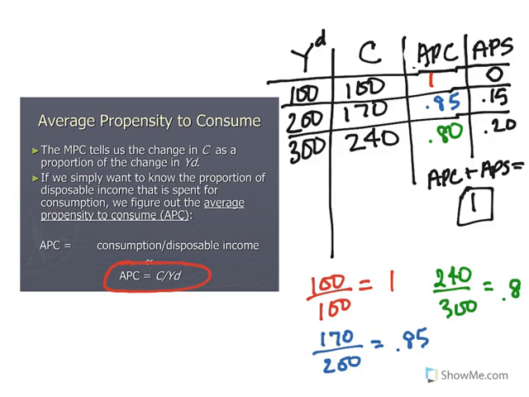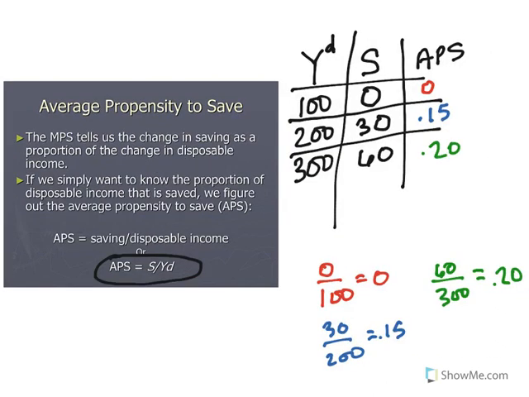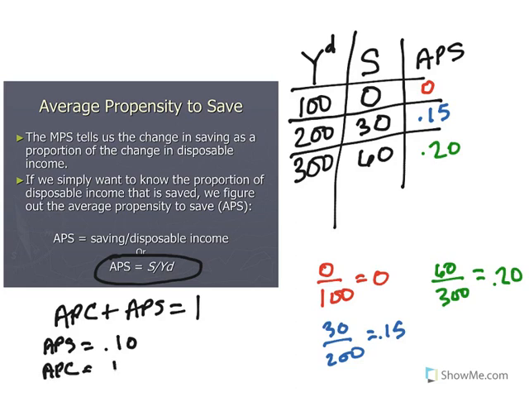If on average I'm spending 80% of it, that means on average I'm saving 20% of it. So again, a shortcut formula to remember is that your APC plus your APS always have to equal 1. So if I said APS equals 0.1, solve for APC, well, APC is just going to be 1 minus 0.1, so it has to be 0.9. So again, all of your money is accounted for. If you're saving 10% of it, that means you are on average spending 90% of it.